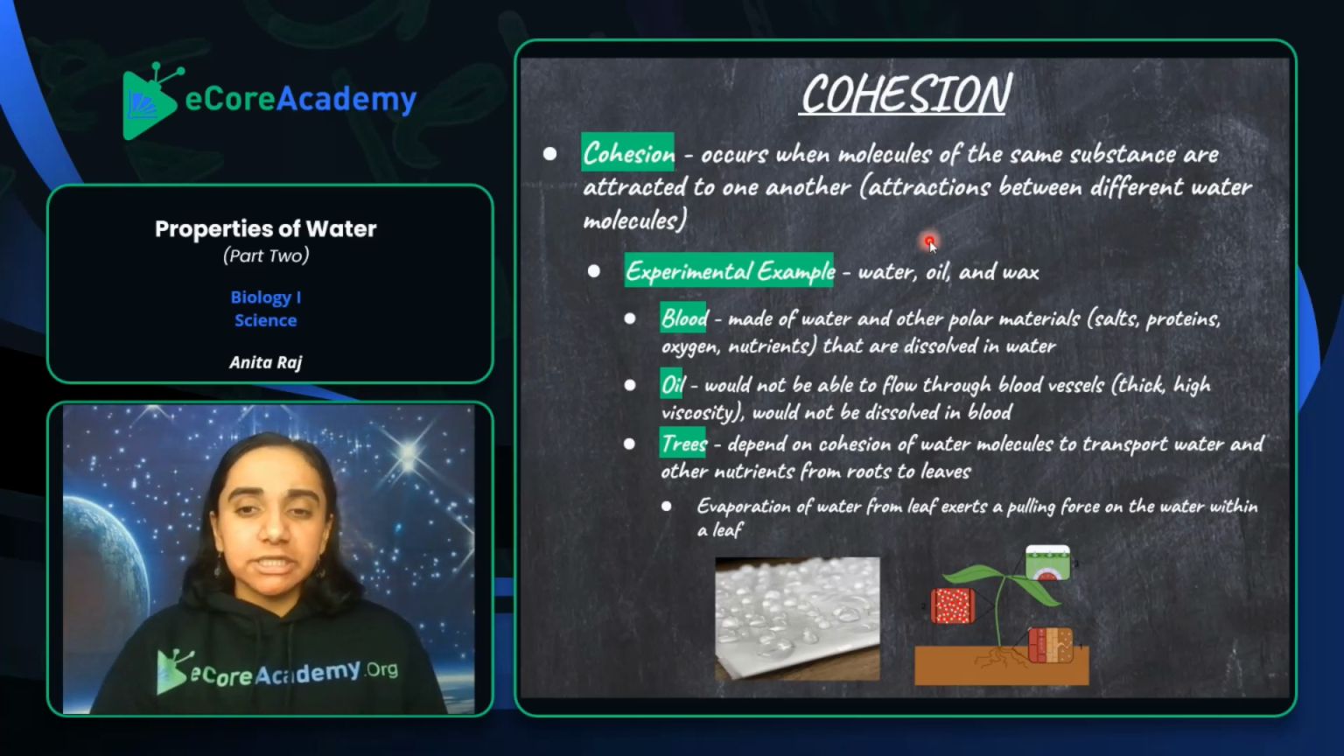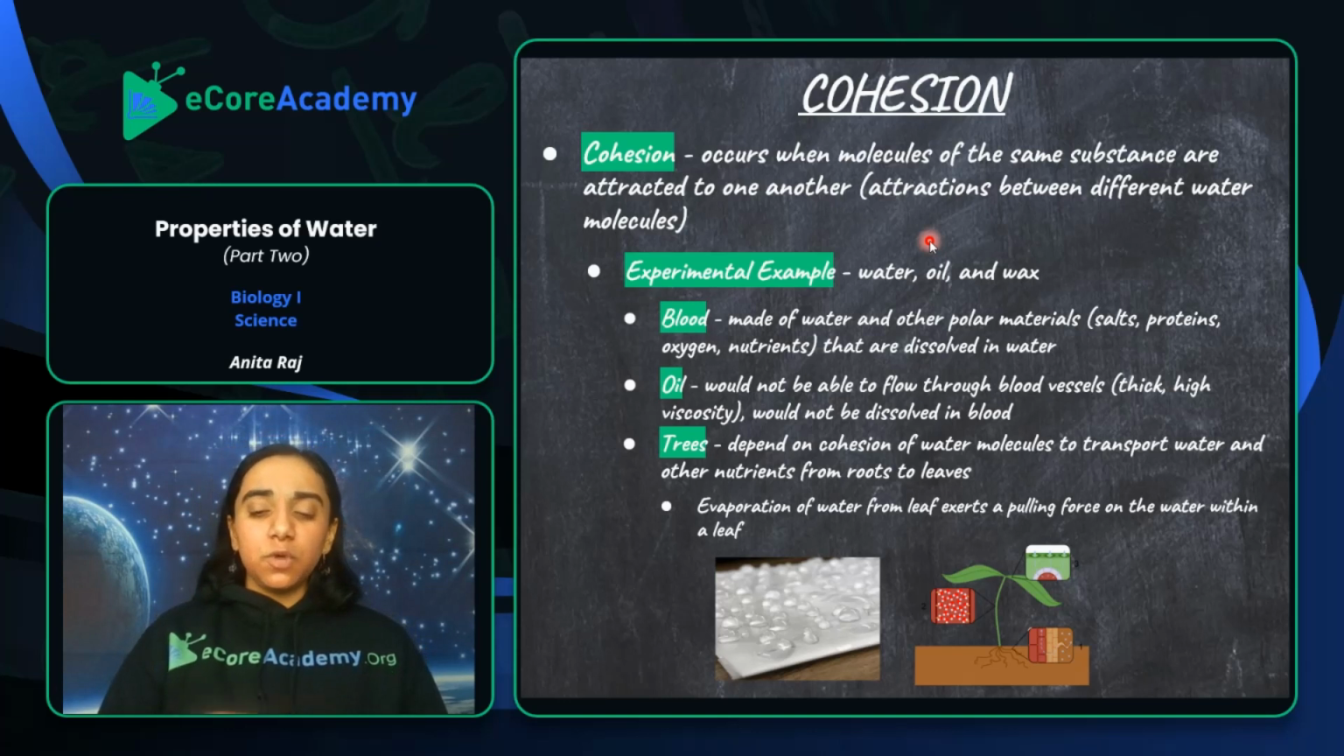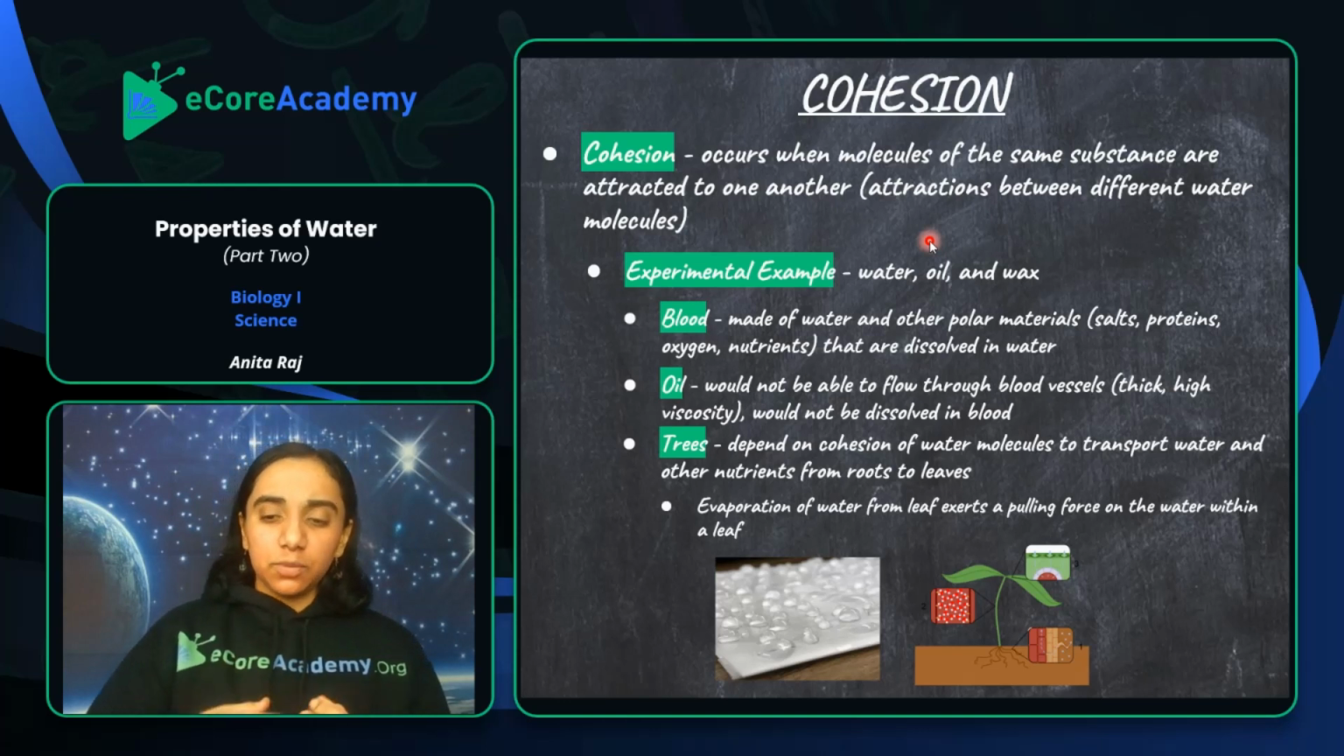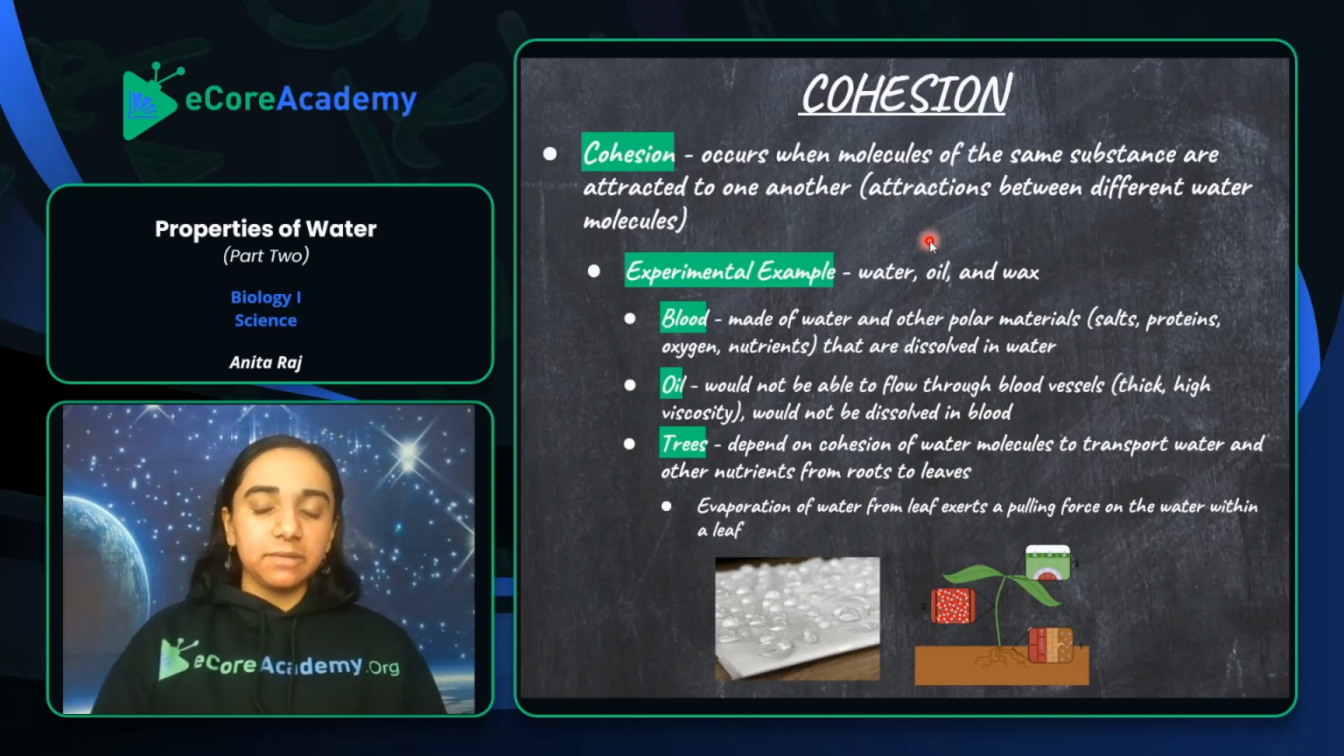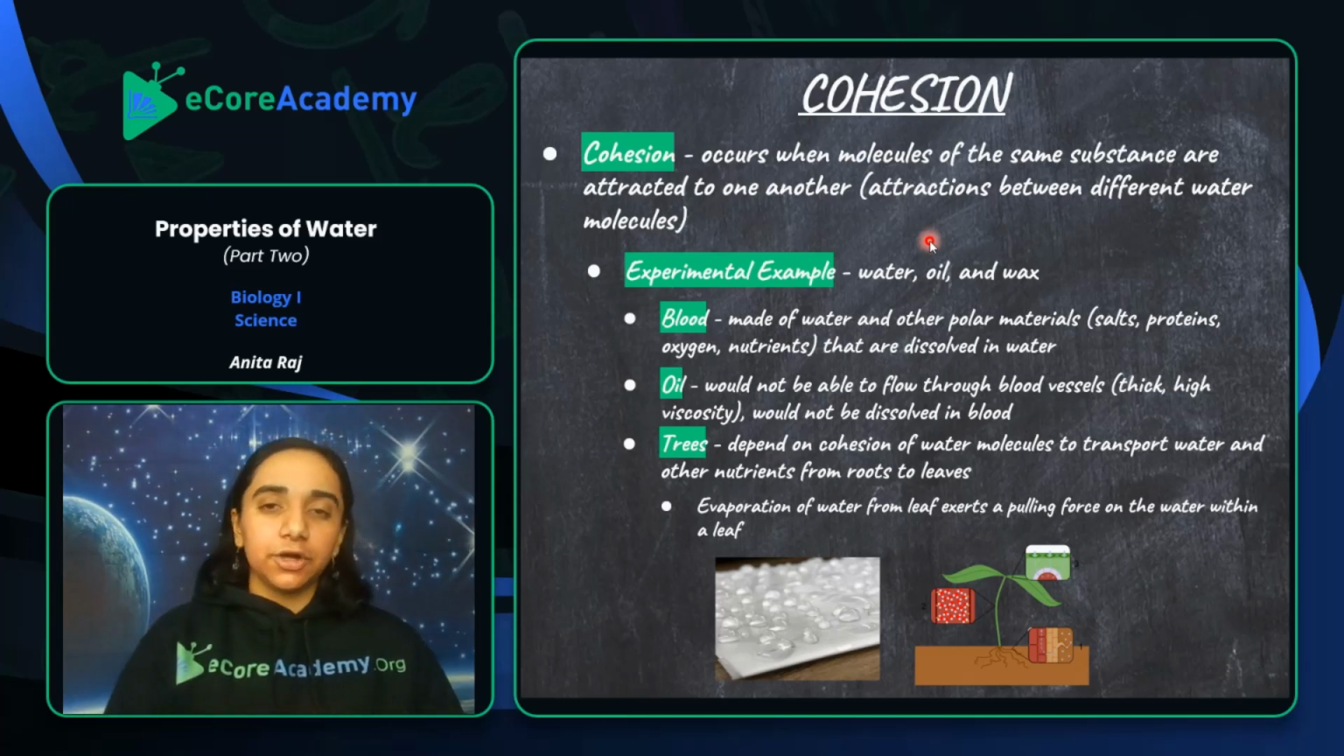Another example is trees. Trees depend on the cohesion of water molecules to transport water and other materials from the roots to the leaves. Water is attracted to each other, and trees and other plants have these veins called xylem. Xylem help water get to different parts of the plant because plants need water for photosynthesis, and we'll talk about that later on.